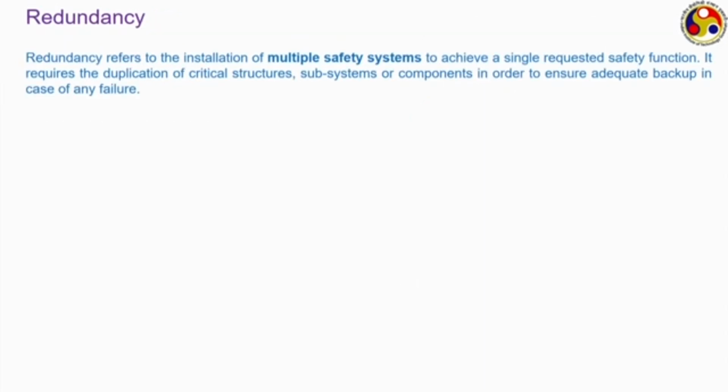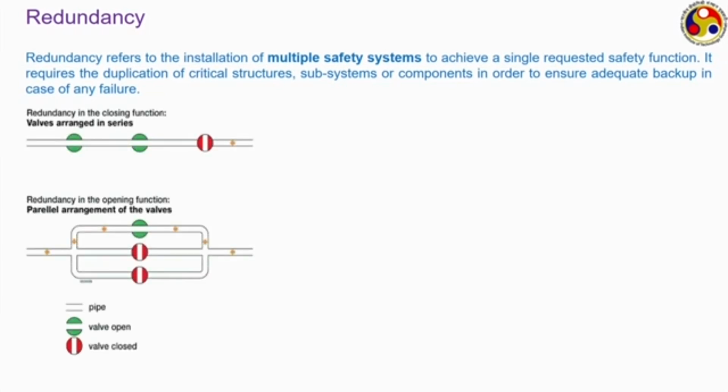Then comes the term redundancy. It refers to installation of multiple safety systems to achieve a single objective, that is, to perform one kind of safety feature, we are installing multiple devices just to ensure it. Like if our objective is to close this pipeline using valves, these greens are the normal valves. Here you can see instead of one we have put 3 valves, so that at least one of them will operate. So, this is the valve in the closed position.